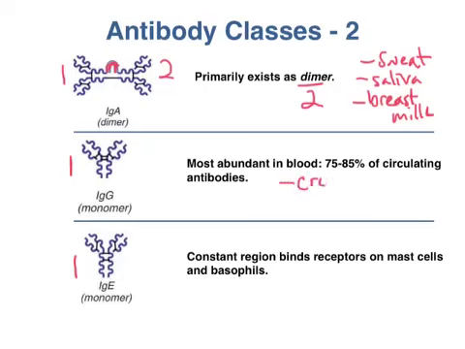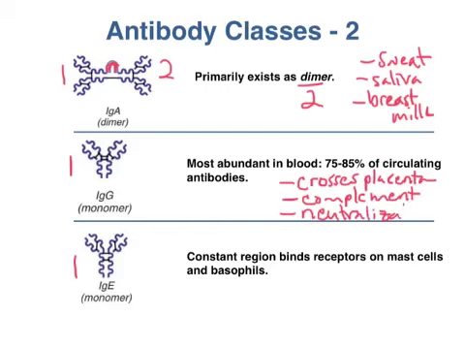IgG crosses the placenta, so it helps protect the fetus in utero. IgG is also good at activating complement in the classical pathway. And IgG is really good at neutralization. So neutralization is basically just binding up viruses or bacterial toxins so that they can't harm your cells. The reason why IgG is good at neutralization is because IgG is usually produced later in the immune response.